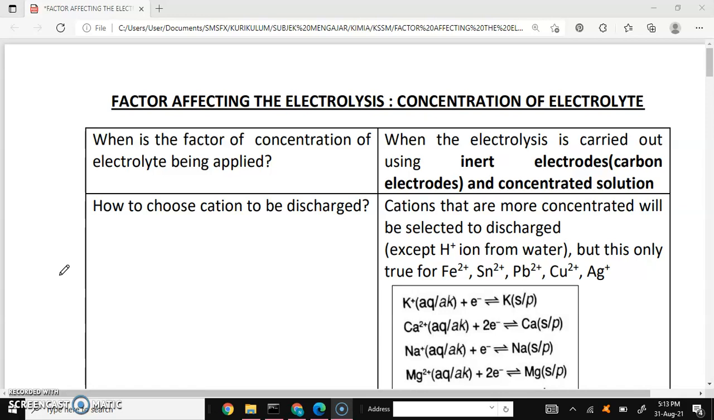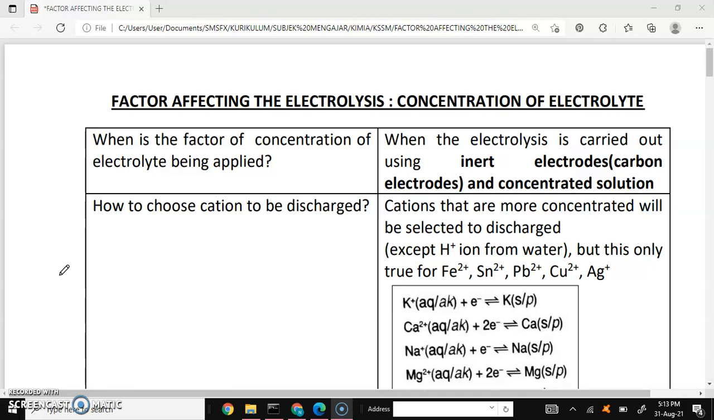So on the last lesson, we have discussed the first factor, that is the value of standard electrode potential that affect the products of electrolysis of aqueous solution. So now we continue the second factor, concentration of electrolyte that affecting the electrolysis.